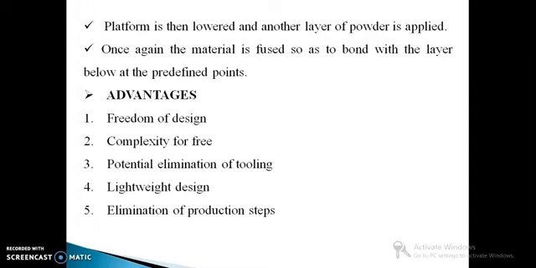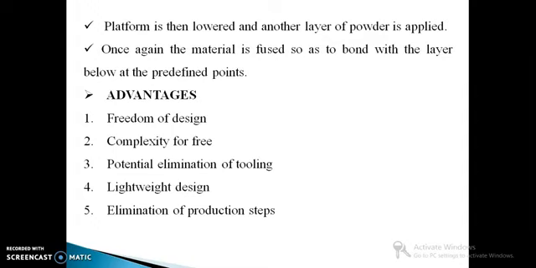Then the fourth functional principle is that once again the material is fused so as to bond with the layer below at the predefined points. It means we are fusing the material so that it can bond with the previous layer to form one complete product. Okay. Then what are the different advantages of this additive manufacturing process? First, freedom of design. We can manufacture complex components using this.